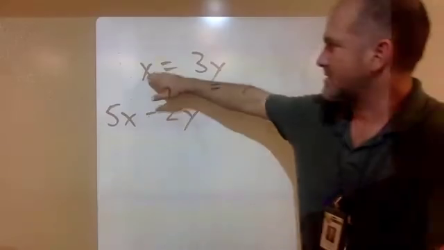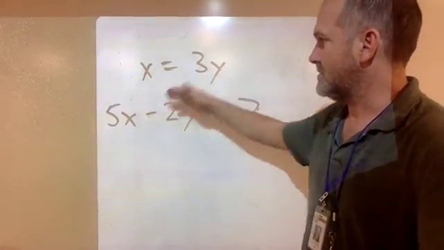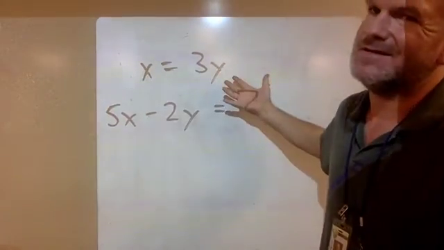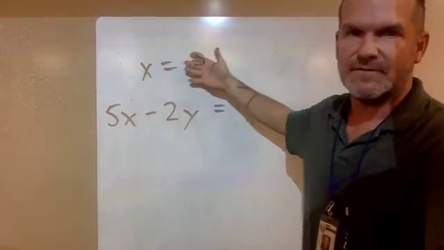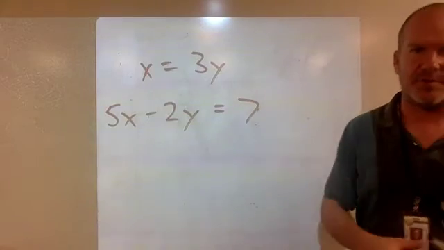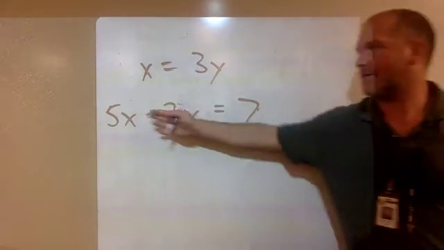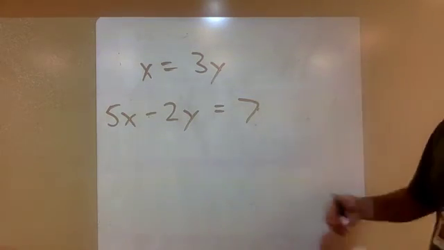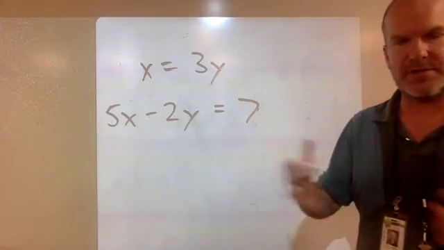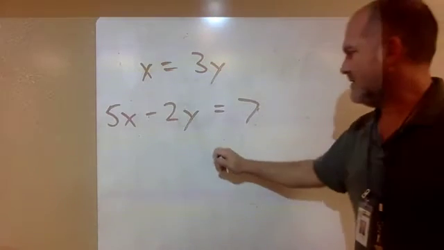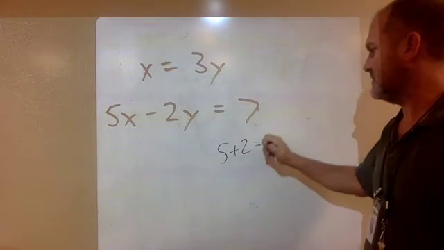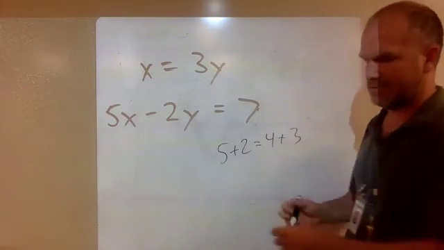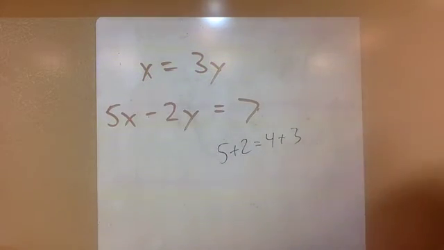As long as we know what x is equal to, we can substitute that into the next equation. It's like this problem's already halfway done, in a sense. They've already solved for x for us. It's equal to 3y, so we're just going to sub that right into the next equation. So wherever you see an x, you're going to switch that out for a 3y, because they're equal to each other. It's like saying 5 plus 2 is equal to 4 plus 3. They're equal to each other, so you could use either one of those, because they mean the same thing.